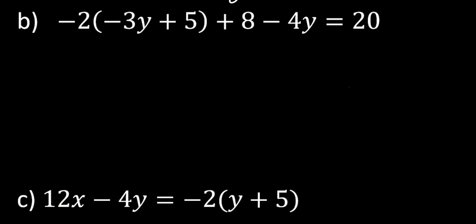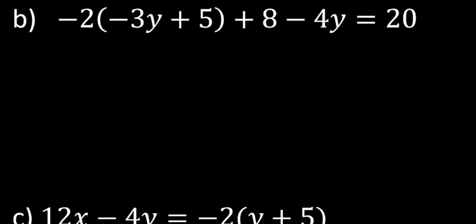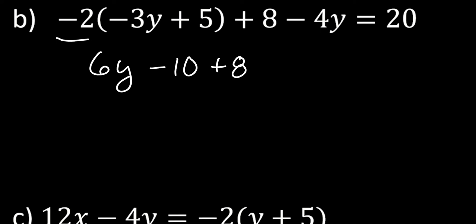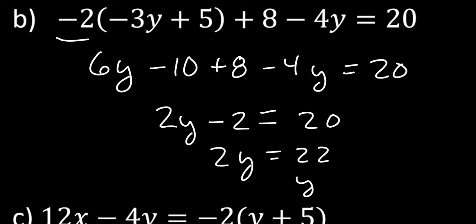Let's move on to the next question, B. Solve for y. Okay, I'm going to distribute this -2 here, so this is going to become a positive 6y, and then minus the number 10, and then plus 8, and then minus 4y, and that equals 20. So when I combine up my like terms here, I've got the 6y and the minus 4y, which would give me 2y, and a -10 and a plus 8 would give me a -2, and that is going to equal the number 20. And then finally, let's add 2 to both sides, so I get that 2y is equal to 22, therefore y is 11.